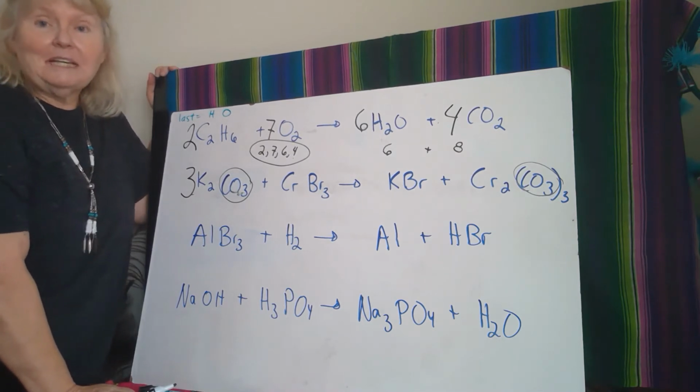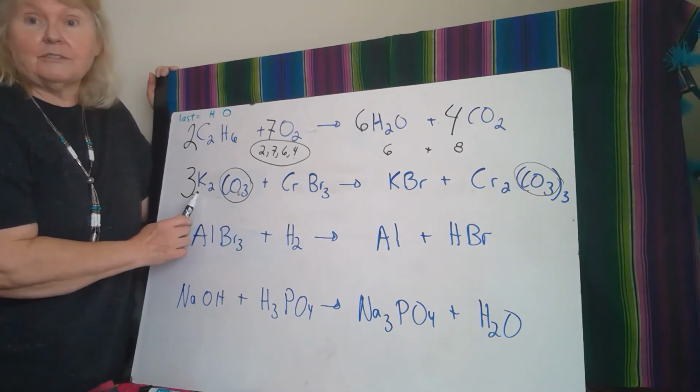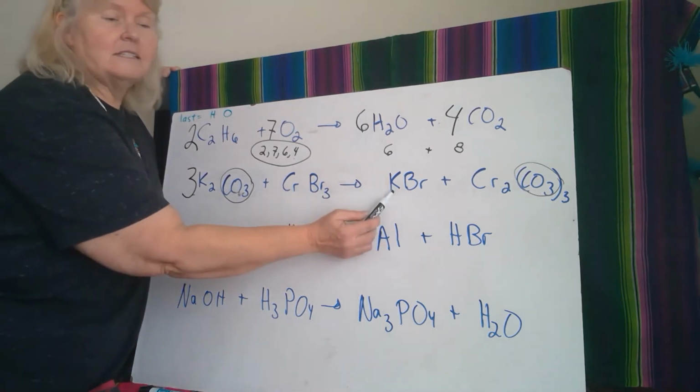All right, let's try something else. Well, I have changed the potassiums. Let's try it. 3 times 2 gives me 6 Ks. I need 6 on this side.